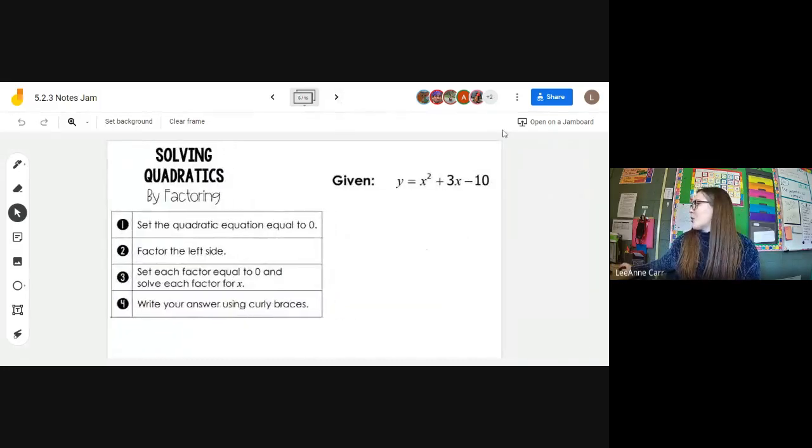All right, I am moving on to frame 5. Frame 5, we are going to jump right into it. So if I were you, if you are writing this on a separate sheet of paper because you didn't have printing capabilities at home, write down these steps.